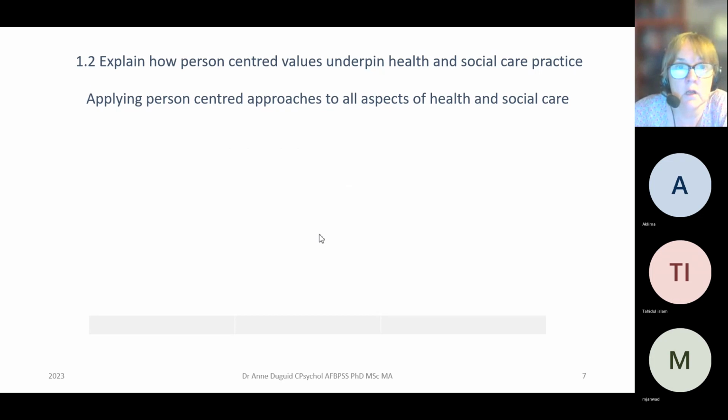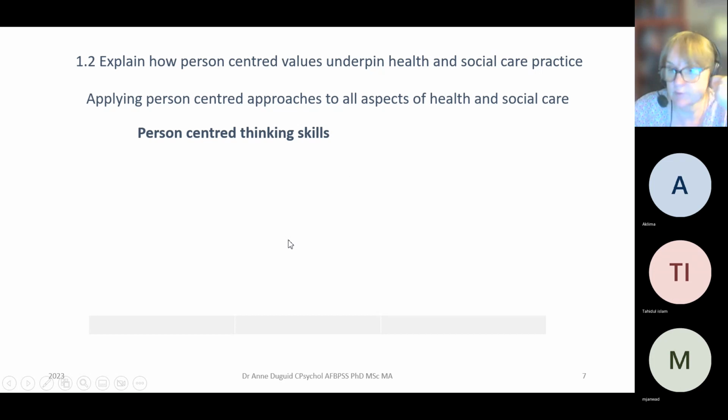So how do we apply it? Okay, so we need to start with the thinking skills. We need to have this literally in the back of our head at all times. It's not something where we go, I'm going to do all my tasks today, oh, and by the way, I better think person-centered. Okay, that's not how it works. It's always person-centered. And how do I do my tasks from this perspective?